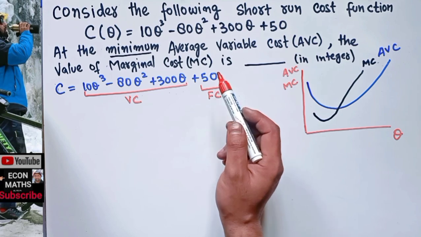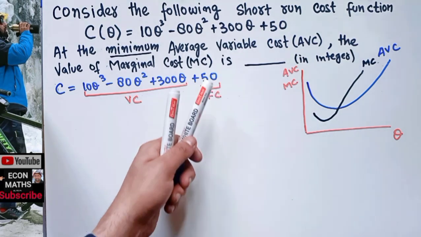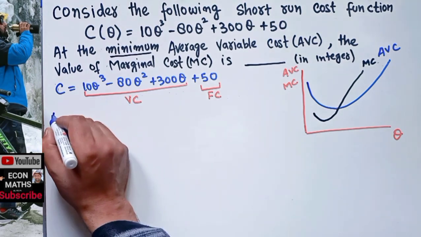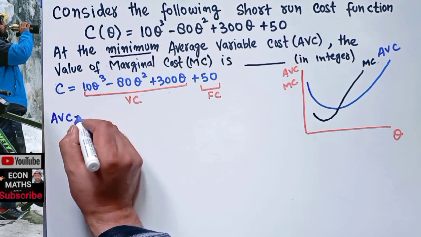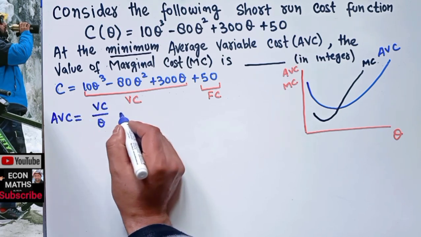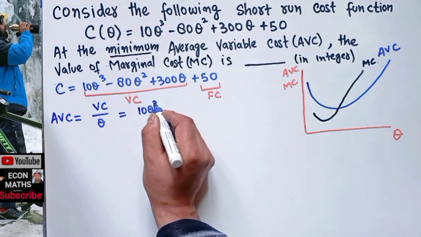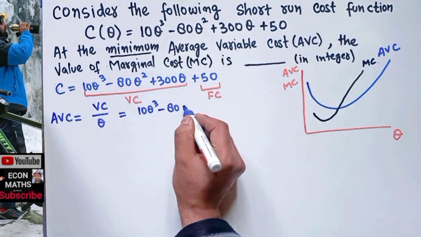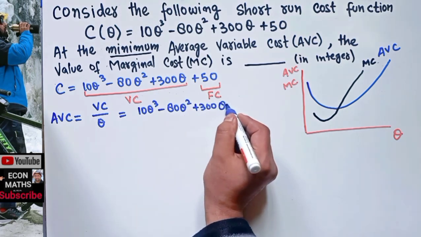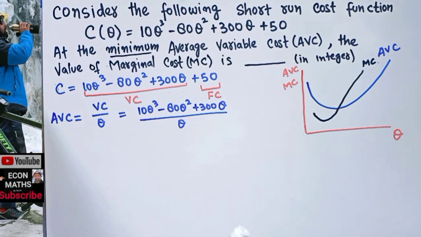It does not depend upon the level of output, since no q is involved in this 50. So our average variable cost will be equal to variable cost divided by output. Variable cost is this function, that is 10q cube minus 80q square plus 300q. To this we divide by q.